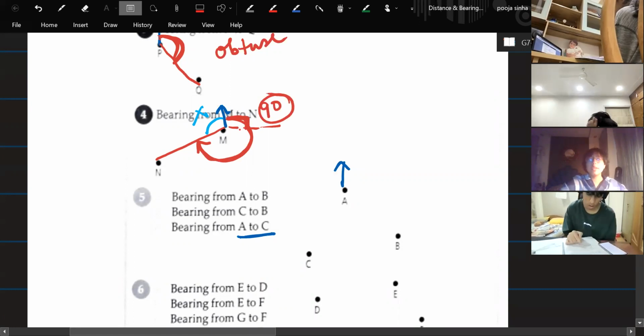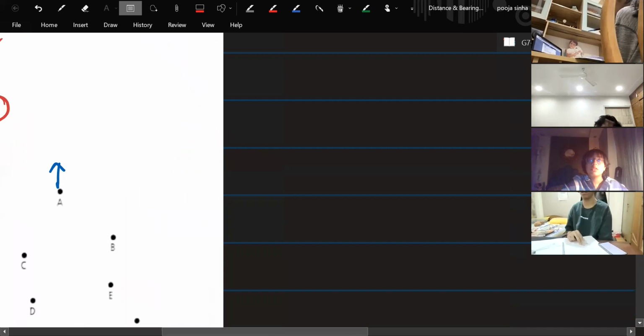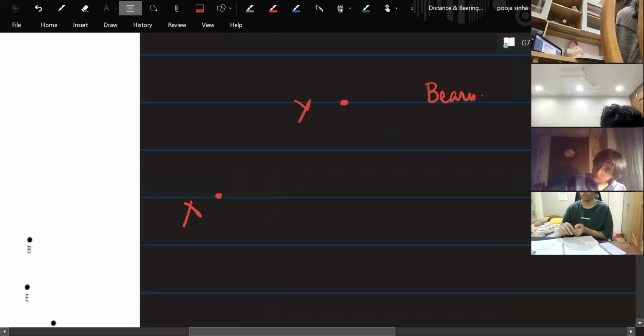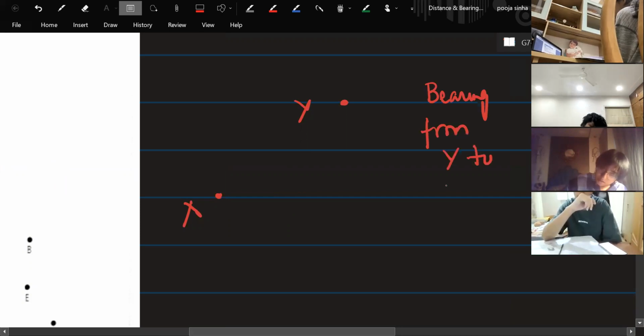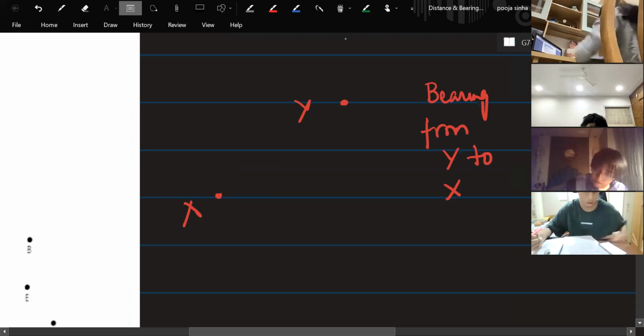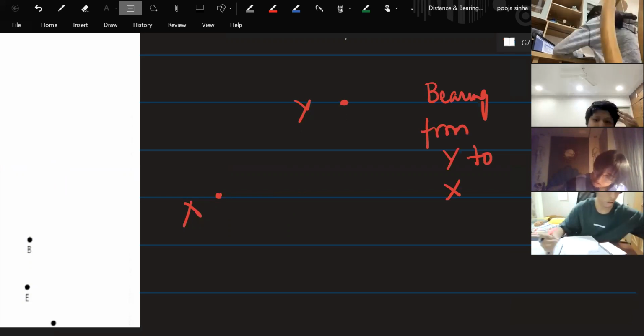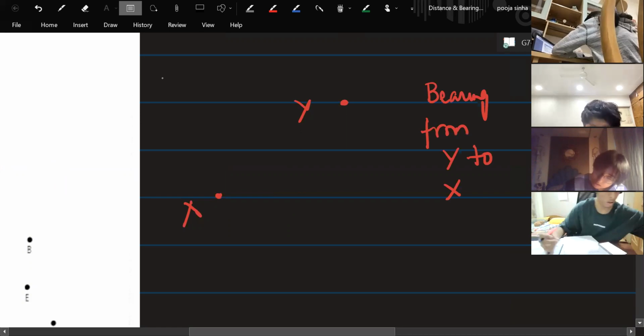I'm confused. Wait, what? You do one thing. In your notebook, make 2 points. Make it like this. Call it X and call this one Y, and write bearing from Y to X. Written? Both of you? Which means where am I supposed to make my arrow? The north arrow? What do you write? Bearing from Y to X. So where do I make my arrow? The north arrow?